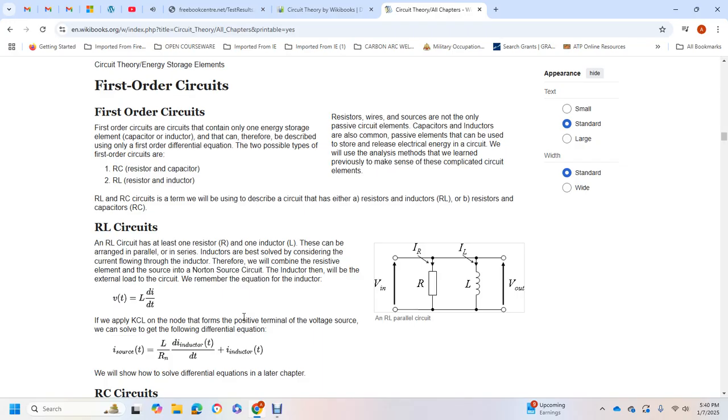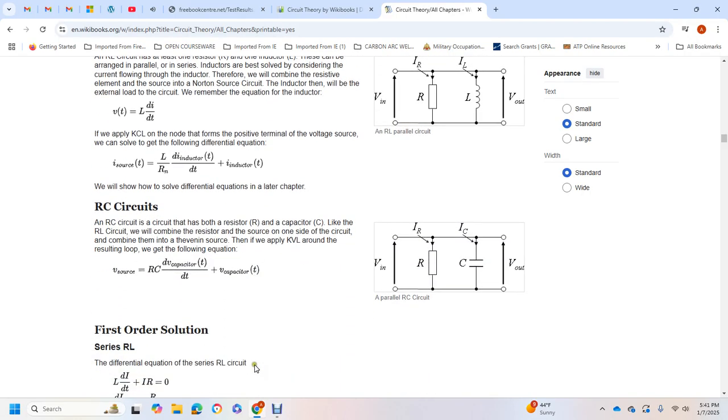We remember the equation: the inductor voltage is equal to L times the derivative of the current with respect to time. We apply KCL with the positive source to obtain the following differential equation: the source current equals the voltage over the resistance plus the inductor current times the derivative over time. We'll show the solution of the differential equations later in this chapter.